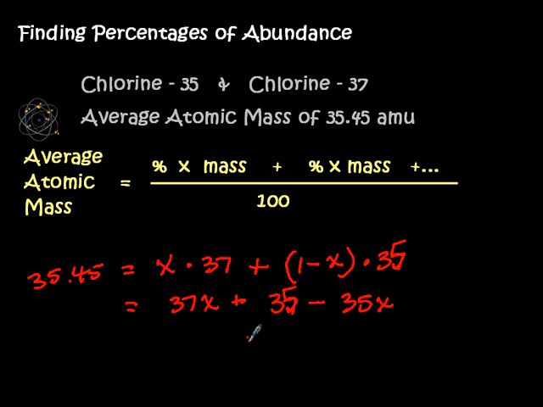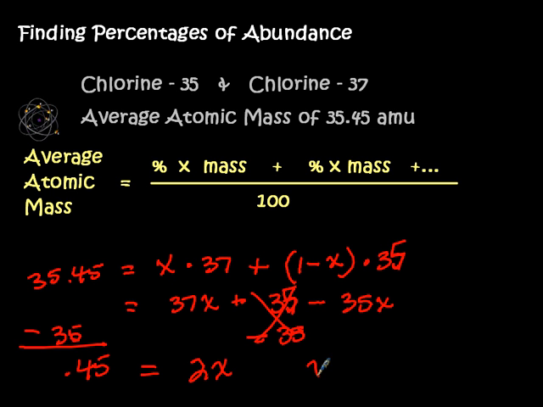Now on both sides, I'm going to subtract this 35. I'm collecting up like terms. I have to do it on both sides. So what's left over is 0.45 equals, I got rid of that, so now I have 37X minus 35X, or 2X, right? X equals 0.225, which is my fraction.